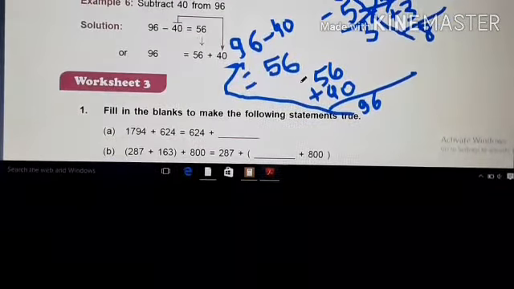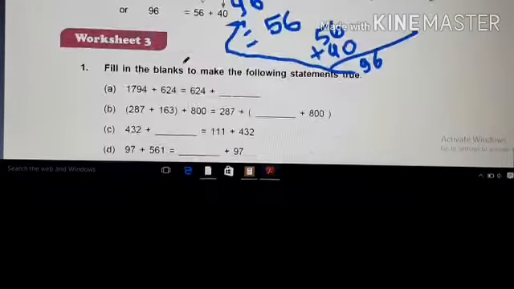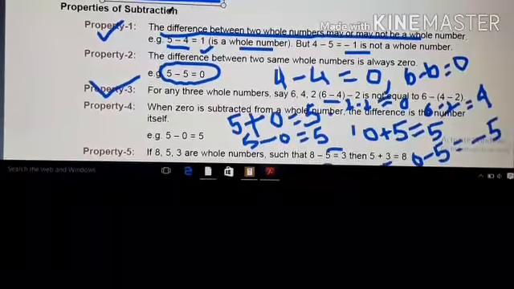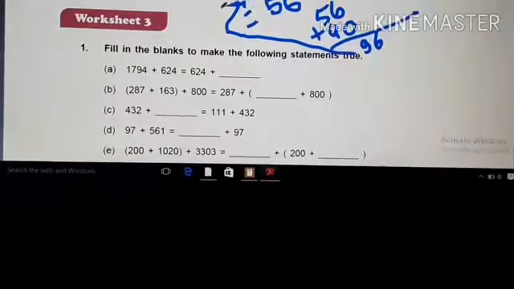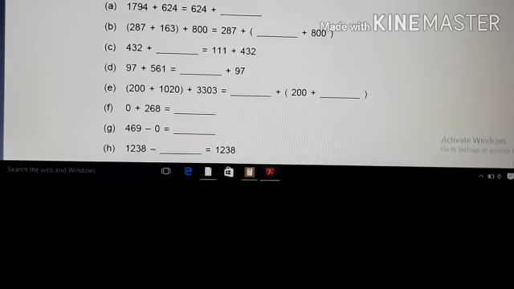Now your worksheet 3, question number 1 is based on the above properties. So worksheet 3, question number 1 is your homework.